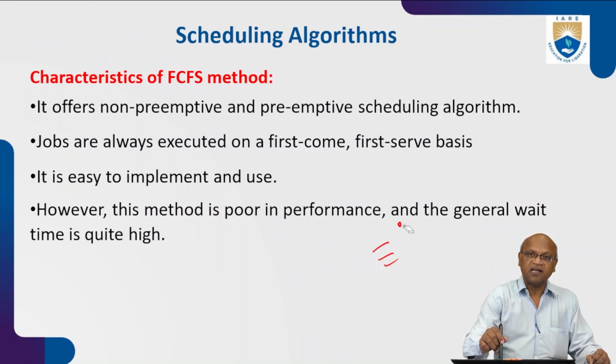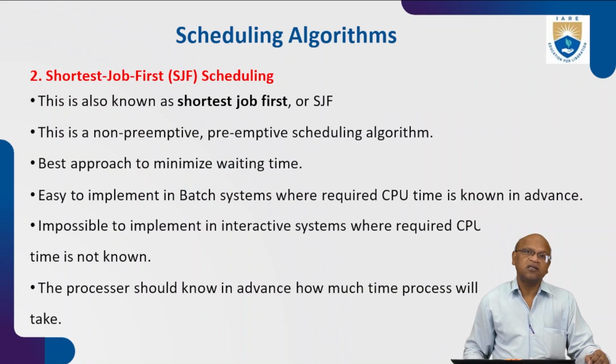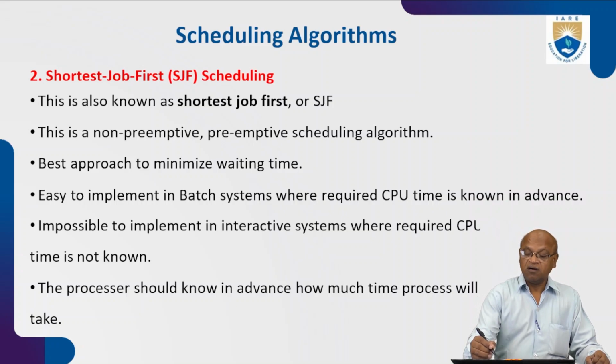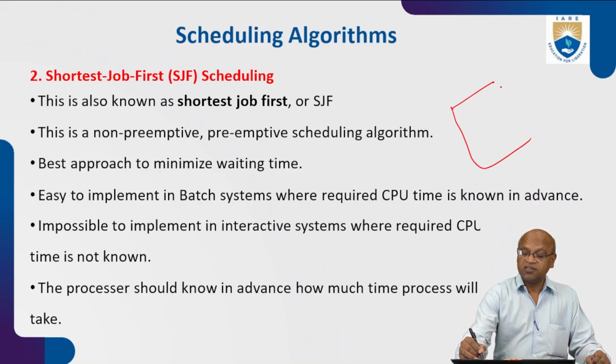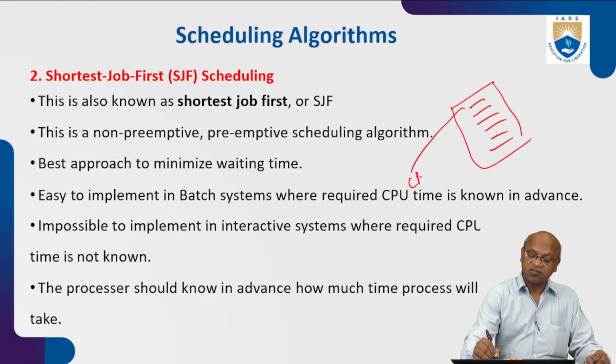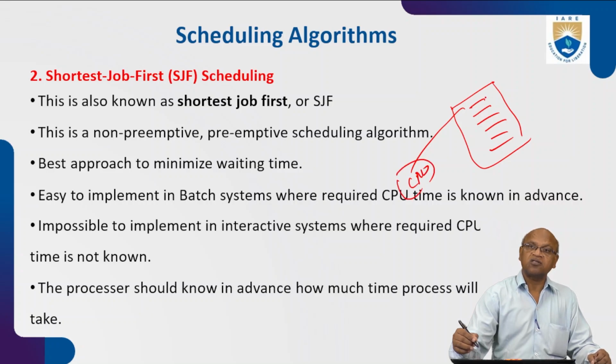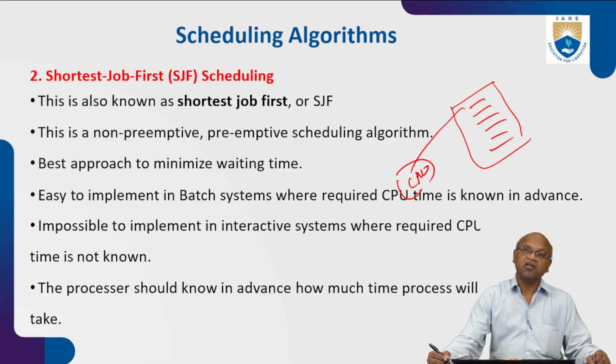So we will see another CPU scheduling algorithm. This is shortest job first. Shortest job first means, out of all this, this is a program that you write, and when this program comes for execution, that is called a process. Process means a program under execution is called a process.